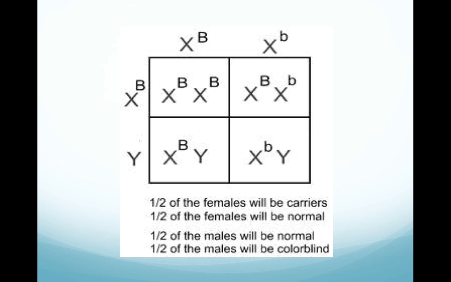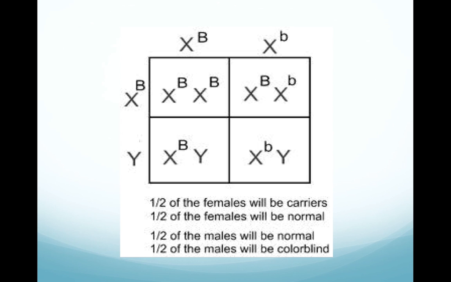Of the females, half of them will be completely normal, both genotypically and phenotypically. The other half will be phenotypically normal, but will be carriers for the disease because of one abnormal X chromosome. They don't show the disease because they've got a normal one, but because they have an abnormal X chromosome, they're carrying that disease, and they could pass it on.